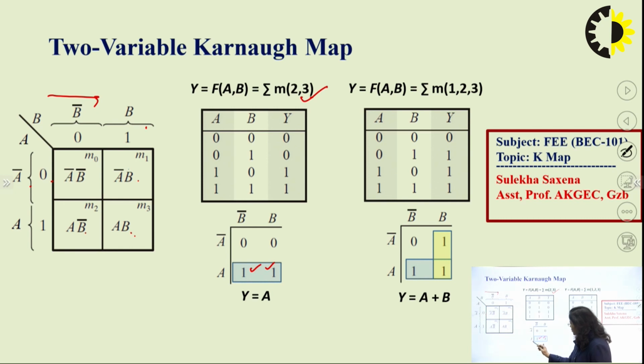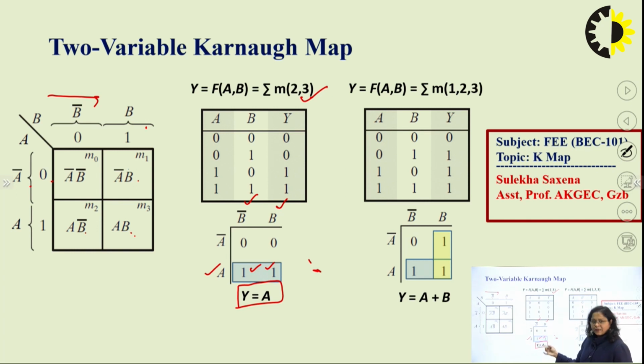When we see on the top and left side, from the top side both B bar and B comes in the expression, which will make B plus B bar, which is equal to 1. So, it will eliminate B variable from the equation. As we can see from the left side, there is only one variable A, so y is equal to A. So, this is the final form of our minimized expression.